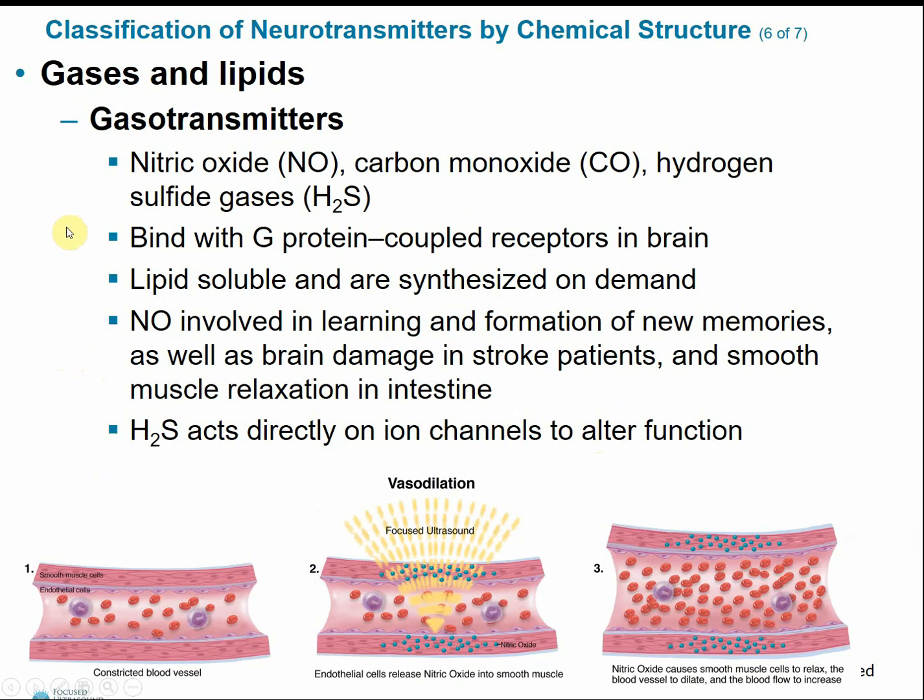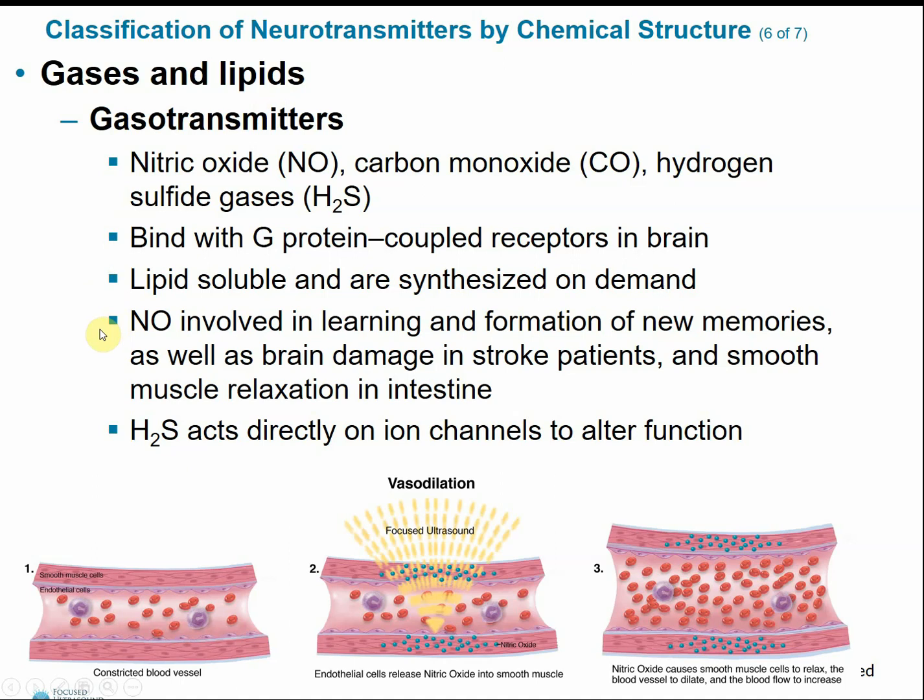Some gases and lipids can act as gasotransmitters, neurotransmitters. So things like nitric oxide, carbon monoxide, hydrogen sulfide. They work by binding with some of those G protein coupled receptors in the brain. Because they're lipid soluble, they're able to be synthesized more readily on demand.